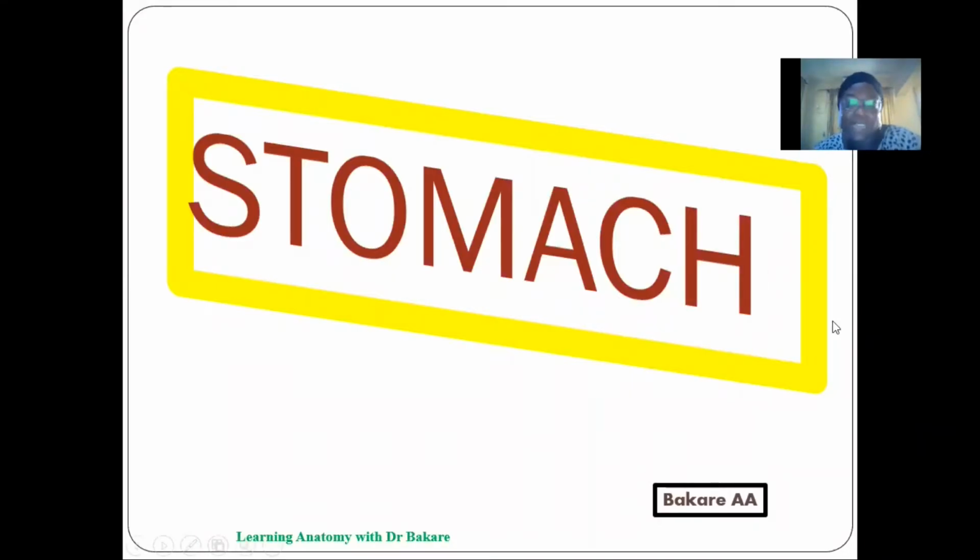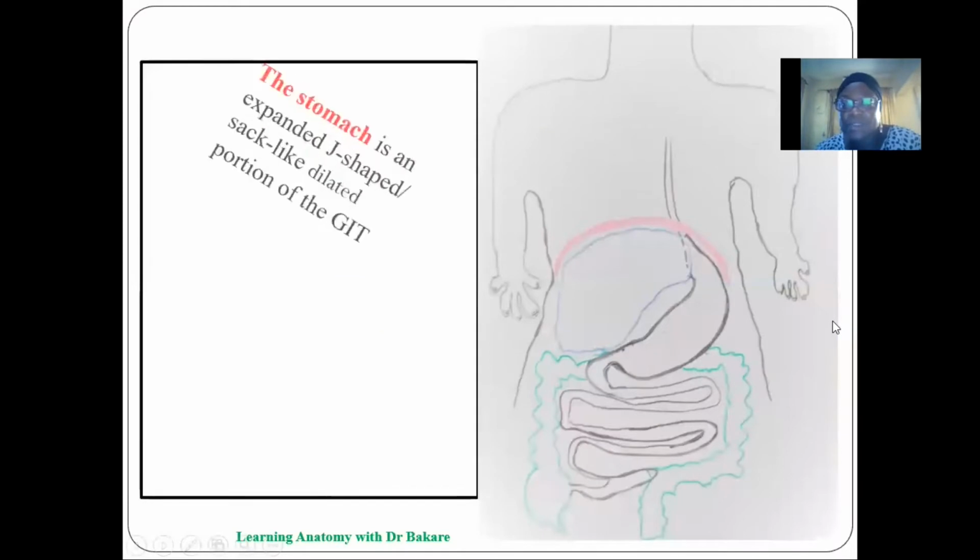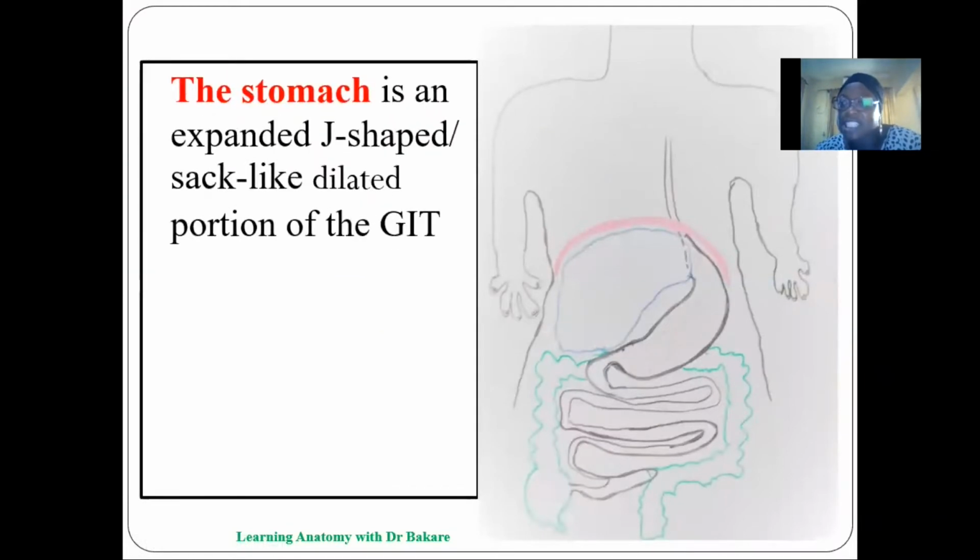Welcome. Let's look at the stomach. The stomach is an expanded J-shaped region or sac-like region of the GI tract. This is the GI tract from the esophagus.